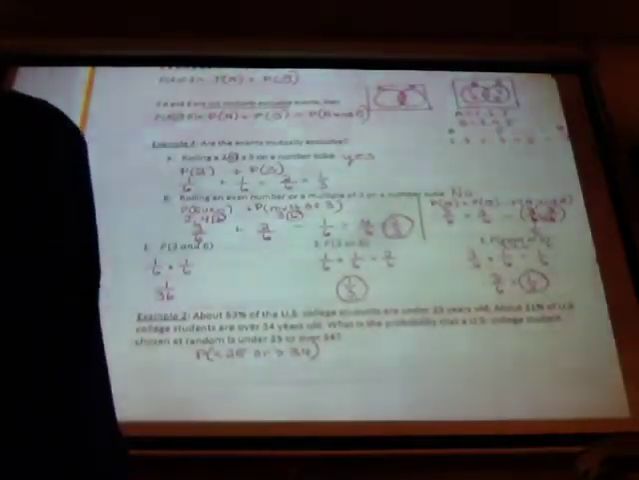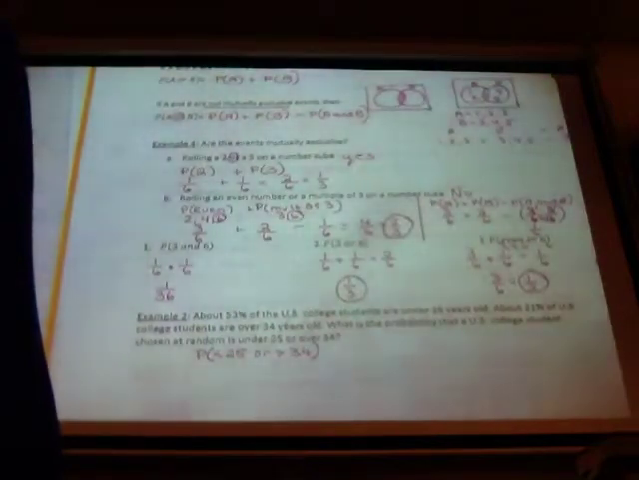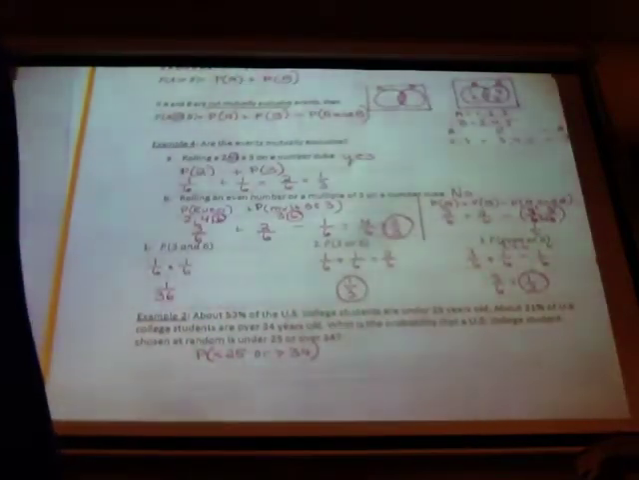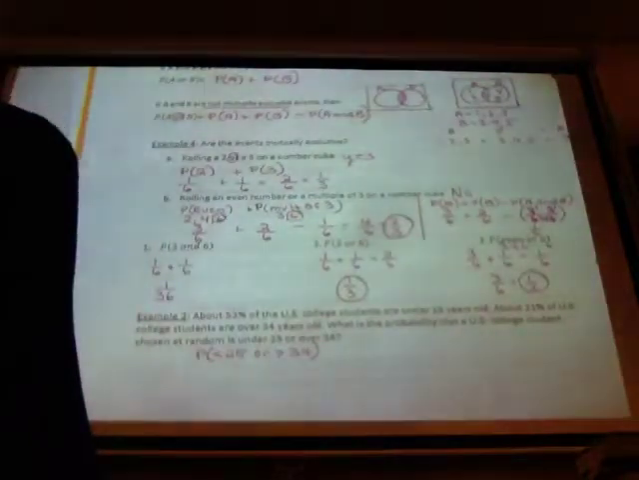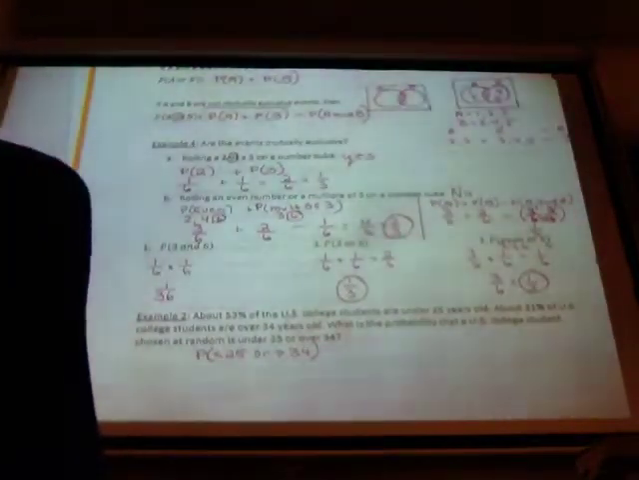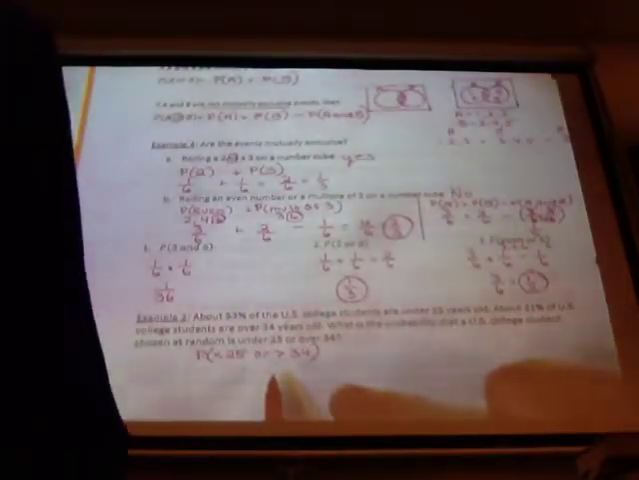Okay, so is this mutually exclusive? Yeah. Why, Max? You're right. Because you can't be under 25 and over 34 at the same time, can you? That'd be a trick. I'd like to be younger than what I am. Okay, so do I add or subtract, Matt? Add, because it was or.